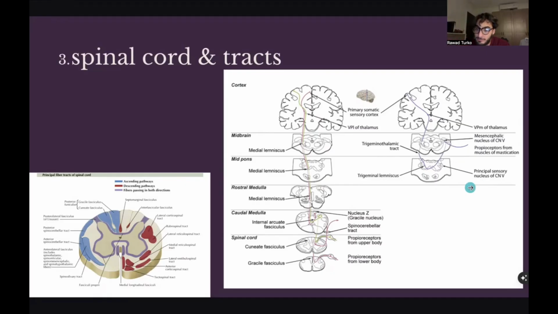All right, it's going to enter. And it's also going to travel up to the thalamus, but the difference here is that instead of synapsing in the ventral posterior lateral nucleus, it is going to synapse in the ventral posterior medial nucleus of the thalamus. So VPL for the body, VPM for the face. And then it's also going to project those fibers to the primary somatosensory cortex.